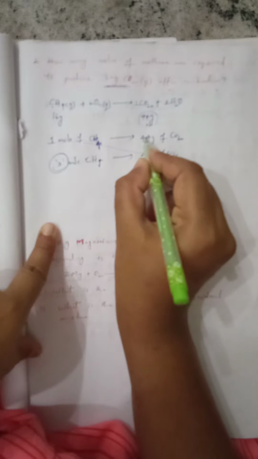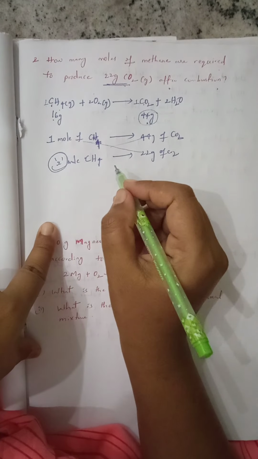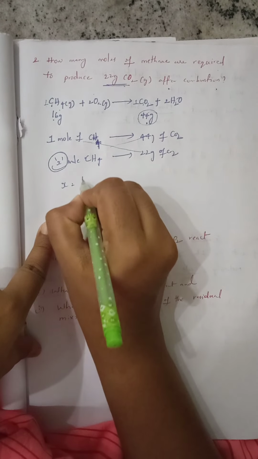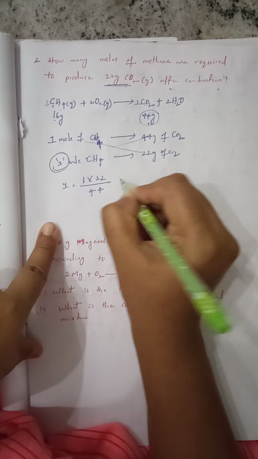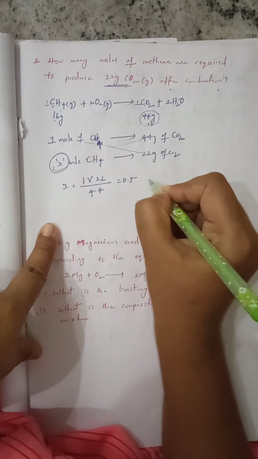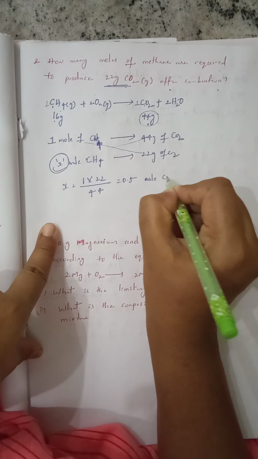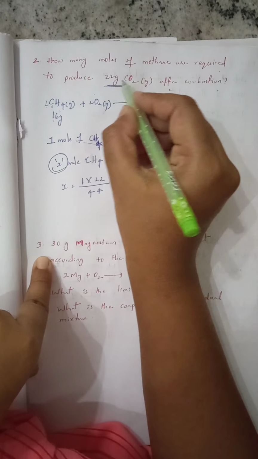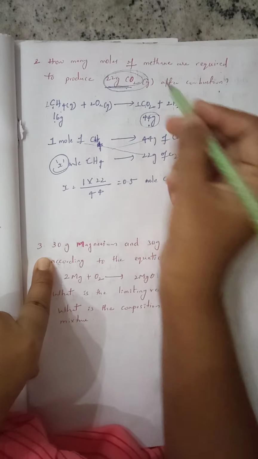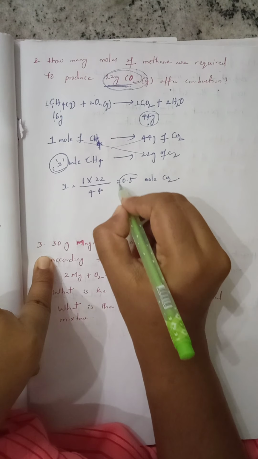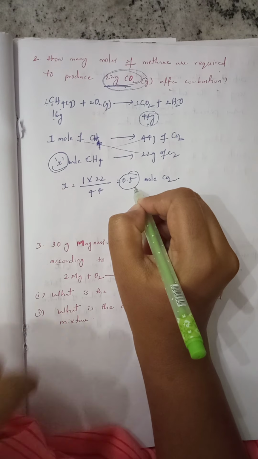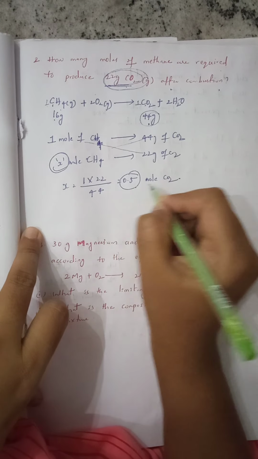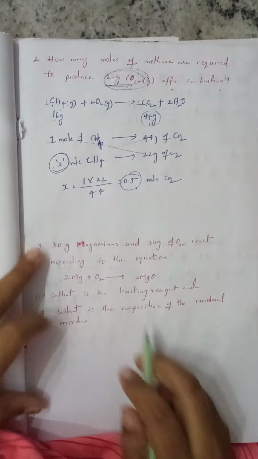We just cross multiply it. Then X equals 1 into 22 divided by 44. We will get 0.5 moles of CH4. That means to obtain 22 grams of CO2, 0.5 moles of CH4 is required. 0.5 moles of CH4 is required to produce 22 grams of CO2.